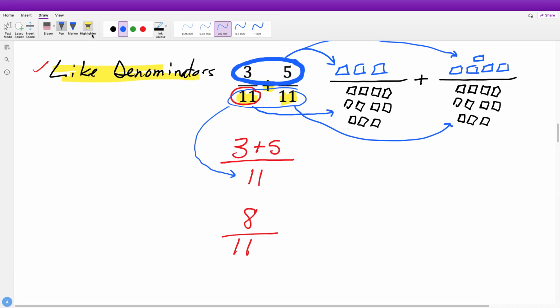And that's why we're only adding our numerator, because we have 3 parts here and 5 parts here. So how many parts in total do we have? Well, 3 plus 5 gives me 8. So it's telling us how many parts or pieces we have, and then the denominator is telling us how many parts or pieces that we need in order to make one whole piece. So that's why we're only adding the numerator, because that's telling us how many parts we actually have in this case.